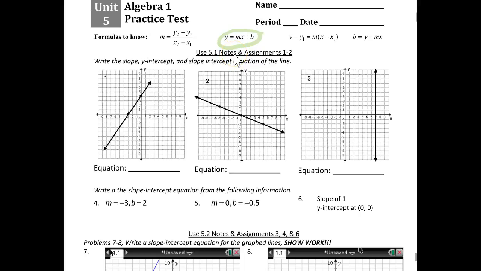Hey, here's a quick tutorial and some help on these first three problems on your Unit 5 practice test. Notice I've got the equation y equals mx plus b circled because that's the one that's going to help us on these first three problems.